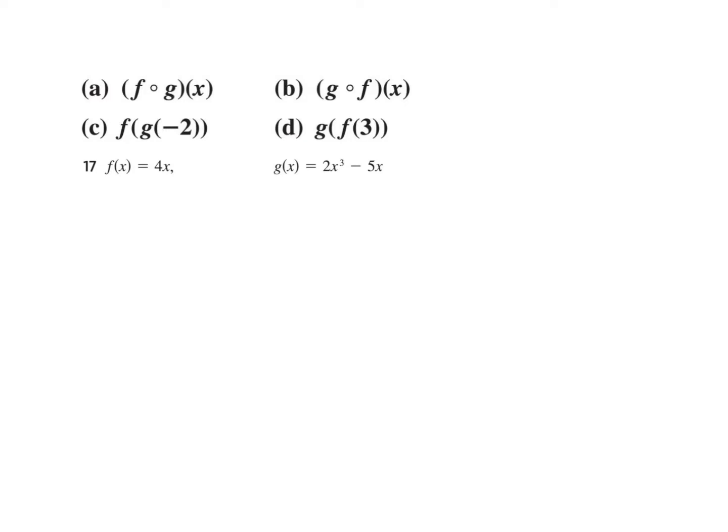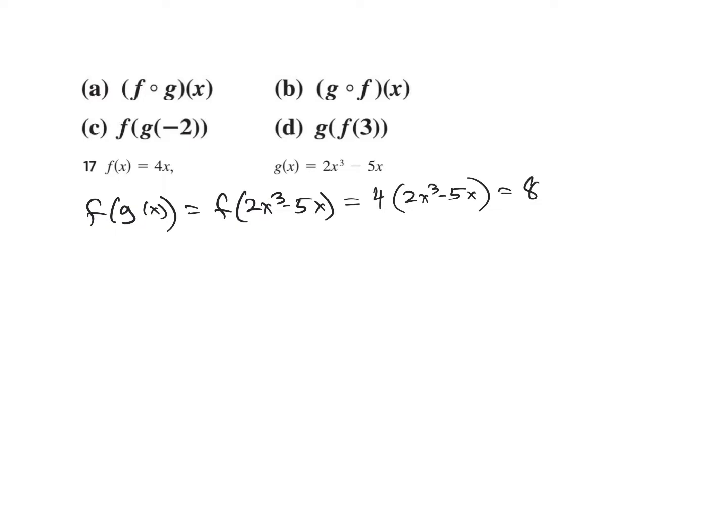All right, so 17, doing the same thing. So f of g of x, let's just play this out a little bit more. F of 2x cubed minus 5x. So f of x is 4x. So we're putting 2x cubed minus 5x into that position. So we get 8x cubed minus 20x.